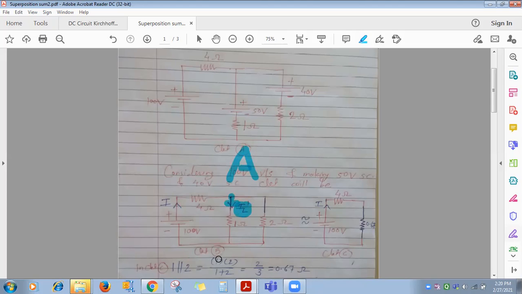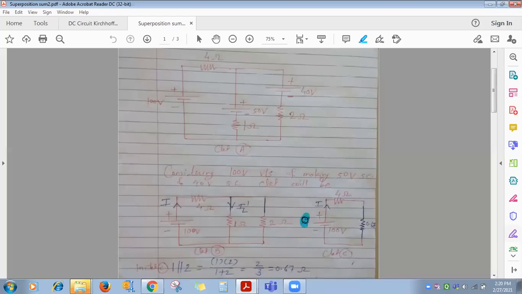Through 1 ohm, which variable have I used? IL dash, and obviously it will be in which direction? Downward. Now here you can't say that I will consider upward, because all these points are at zero potential, right? So current always flows from higher to lower potential. So IL dash.